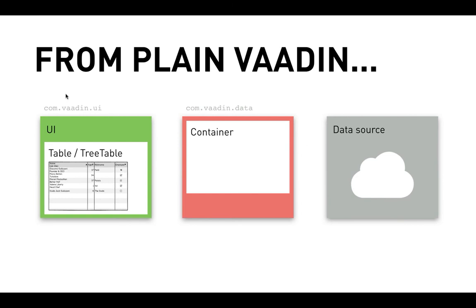It's up to you. Containers represent every single entry from the data source as items. This is part of the Vaadin data model. This is just the typical way how things go. Your container represents things from the data source, and the container is plugged into the table, or the tree table, to display the information. So that's it from Vaadin.